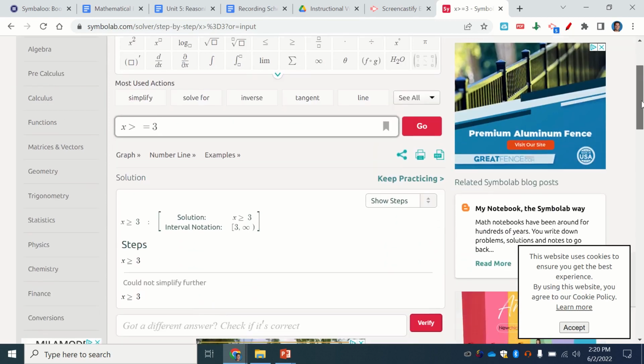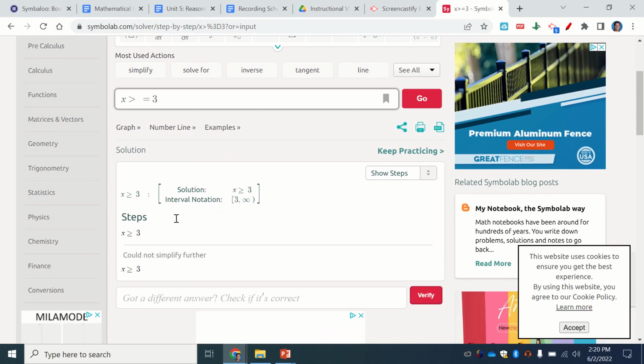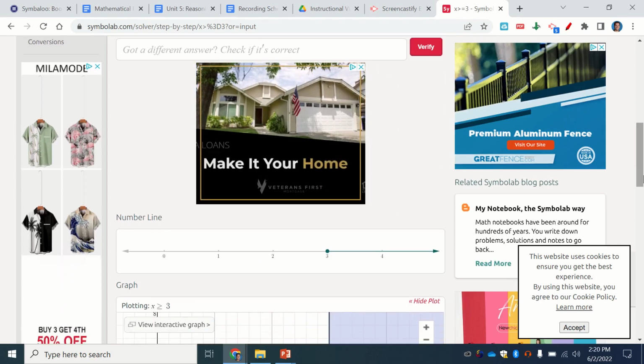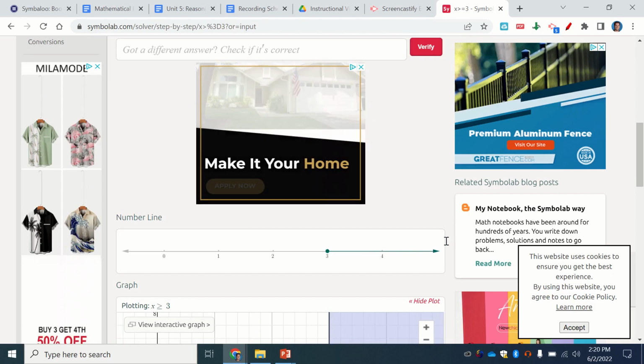And if we scroll down, it'll solve it for us if it wasn't already solved for. But if we continue to scroll down, it'll plot this on the number line. So it gives us a point here at 3. It's closed in and then shaded to the right.